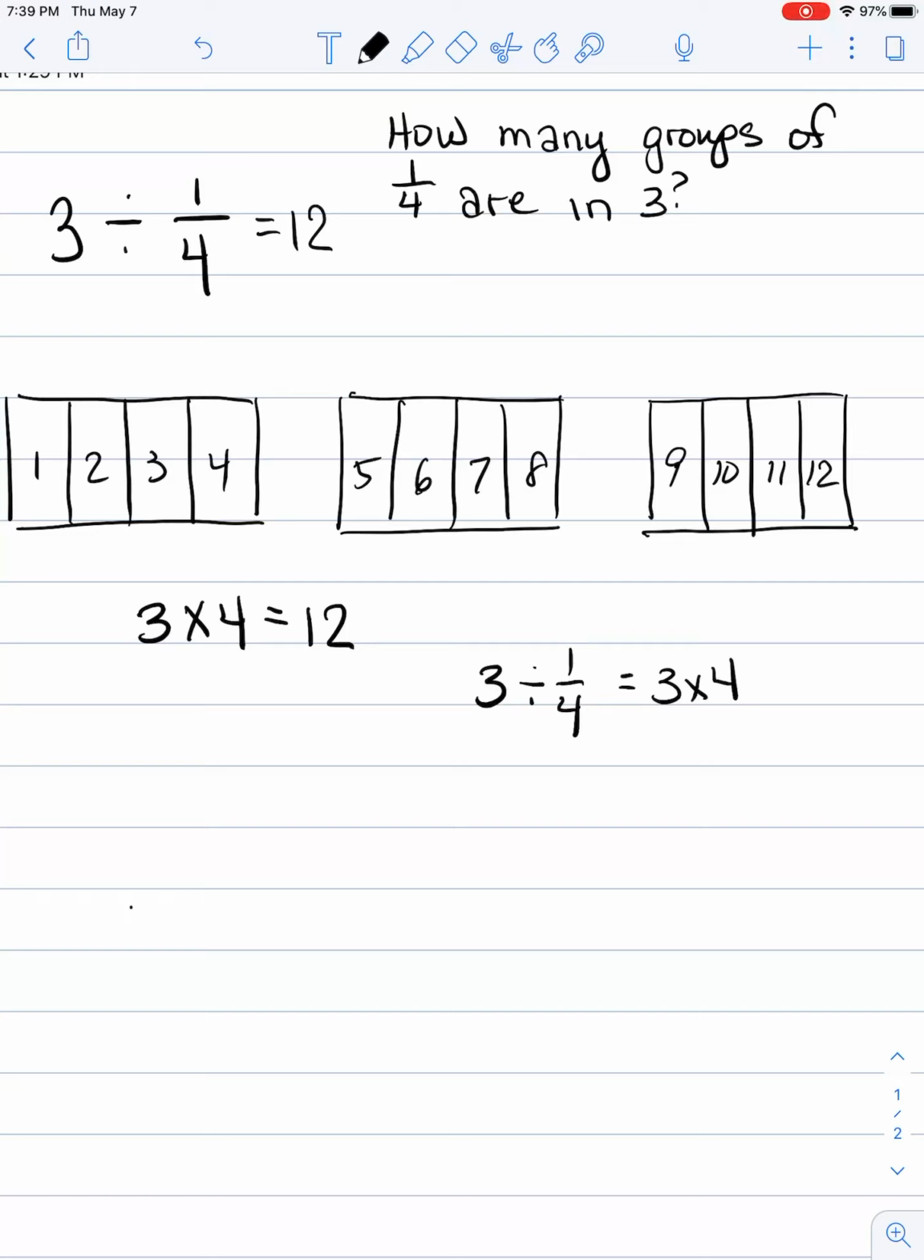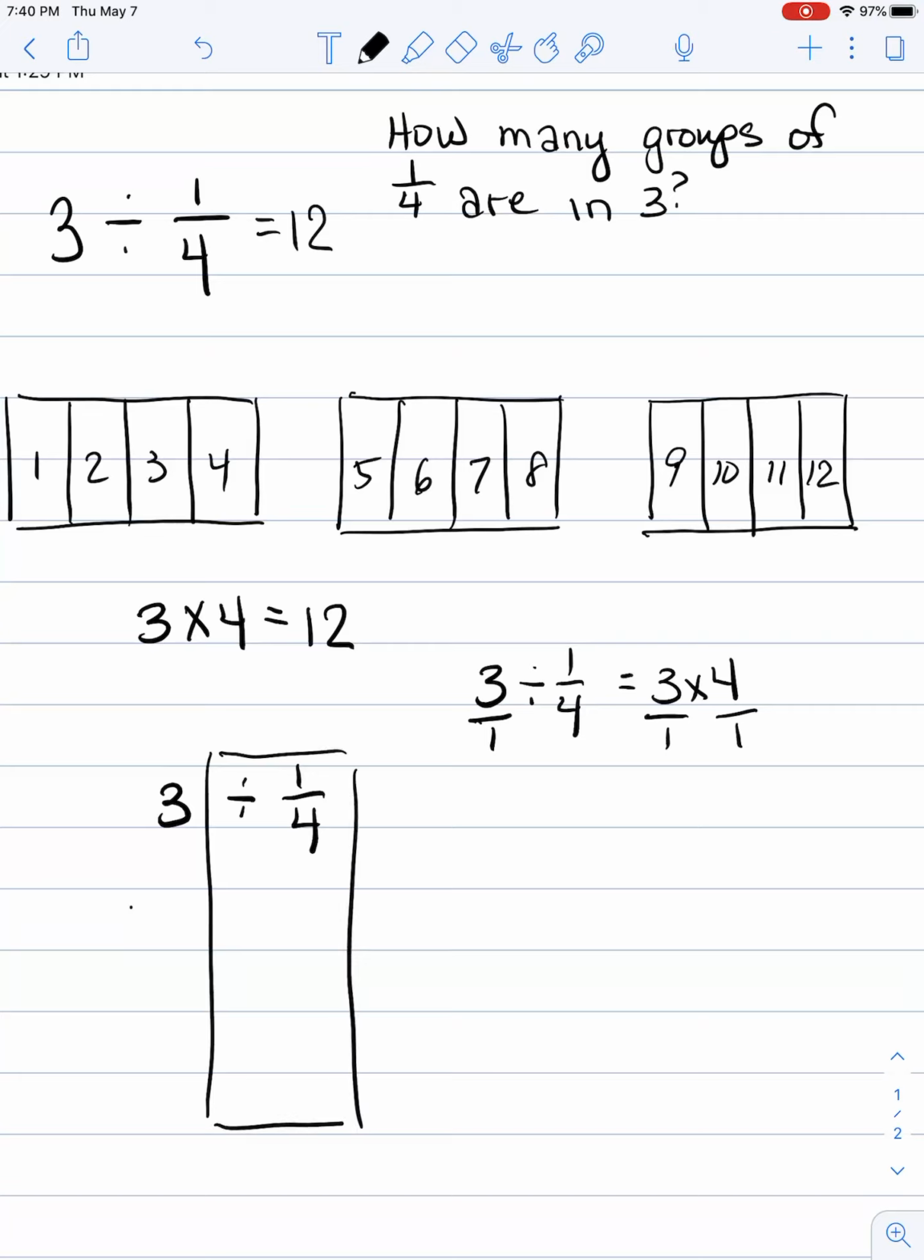Now, when we divide fractions, we always want both numbers, the dividend and the divisor, to look like a fraction. So I'm just going to make everything here look like a fraction by putting a 1 in the denominator. Okay, so the way that I'm going to set this up is 3 divided by 1/4, and I'm going to draw a box. Now, what does this box do?